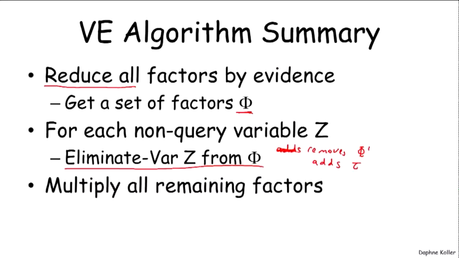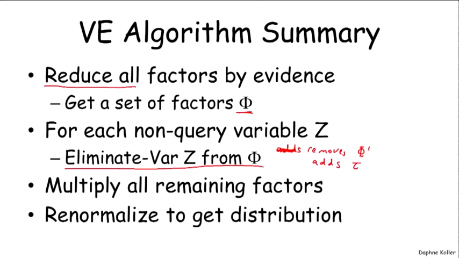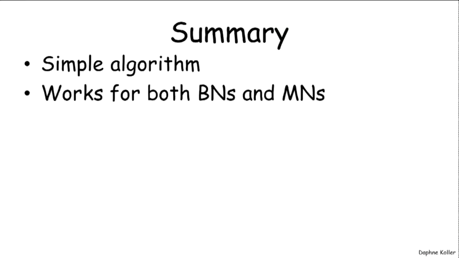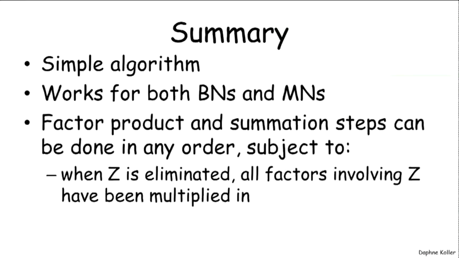And then finally, at the very end, when all variables have been eliminated, there may be one or more factors remaining. So at that point, we multiply all of the remaining factors and then renormalize to get a distribution. So to summarize, this is a very simple algorithm. It works equally well for Bayes nets and Markov nets. And it uses factor product and factor summation steps.